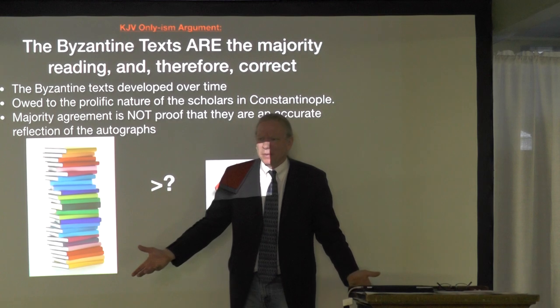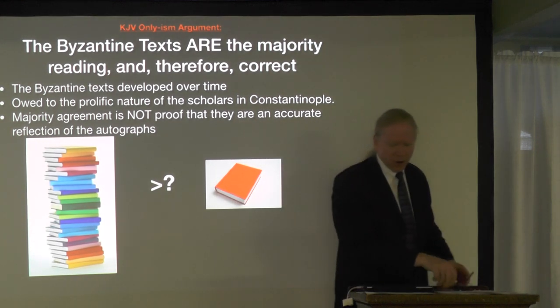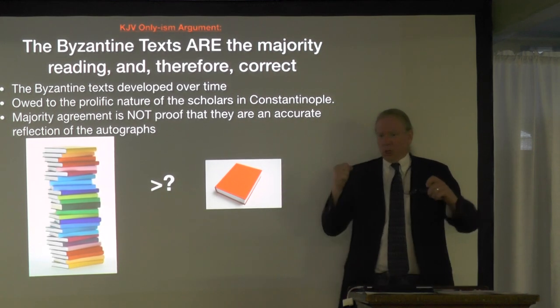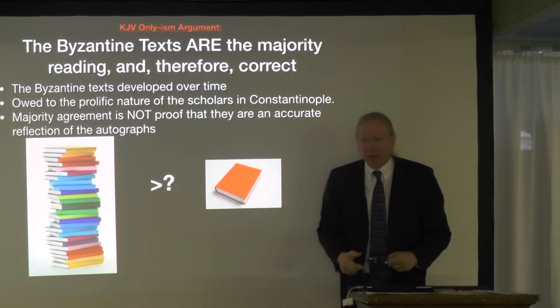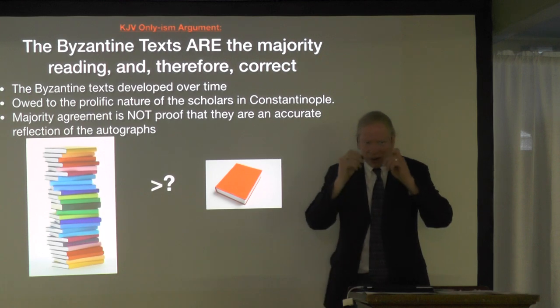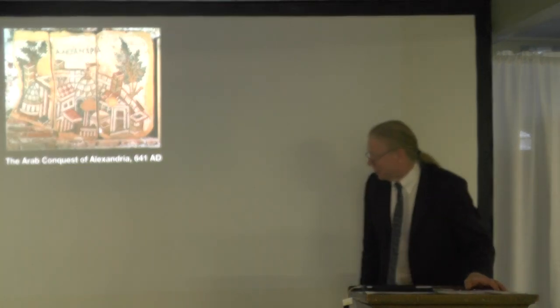That's stupid. But that's what King James only people argue. There's more copies of the Byzantine text, therefore it's the majority reading, therefore it's right. No, it just was copied more often. And there's a reason why it was copied more often. Are you ready for this?